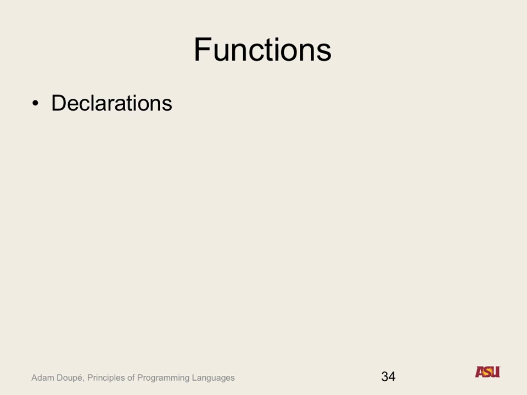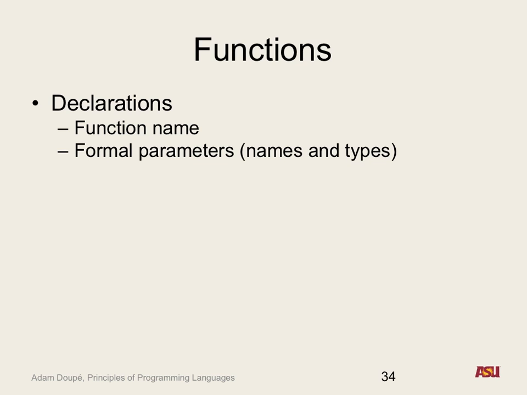We're talking about how functions are implemented. So we have declarations, which have a function name. We have formal parameters, so we have names and types for that function. And we have a return type. So we know there's a difference when declaring a function, right? We're saying, hey, there exists a function, it has this name, it takes these parameters, here are the types of all the parameters, and here's what it returns. Then once we have that declaration, we can invoke the function, right? When we invoke a function, what are we providing?